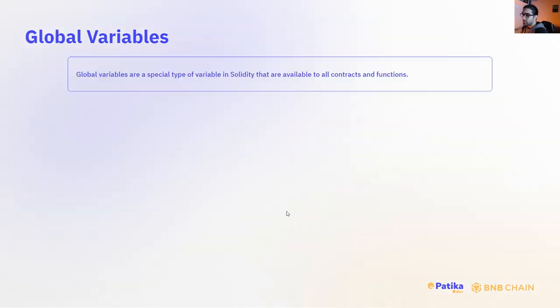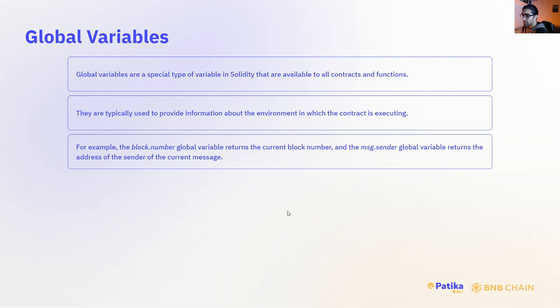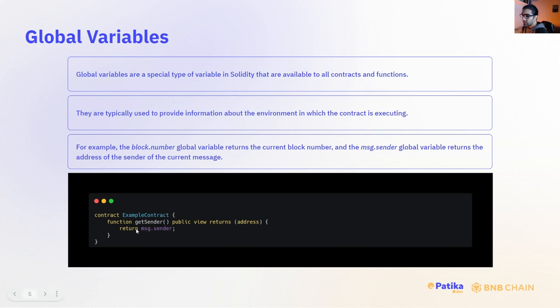Global variables are a special type of variable in Solidity that are available to all contracts and functions. They are typically used to provide information about the environment in which the contract is executing. For example, the block.number global variable returns the current block number, and the msg.sender global variable returns the address of the sender of the current message. We have utilized msg.sender before. It's a global variable and gives the sender of this specific transaction.